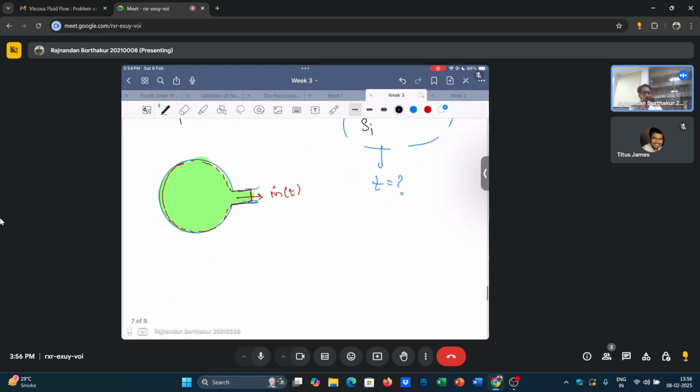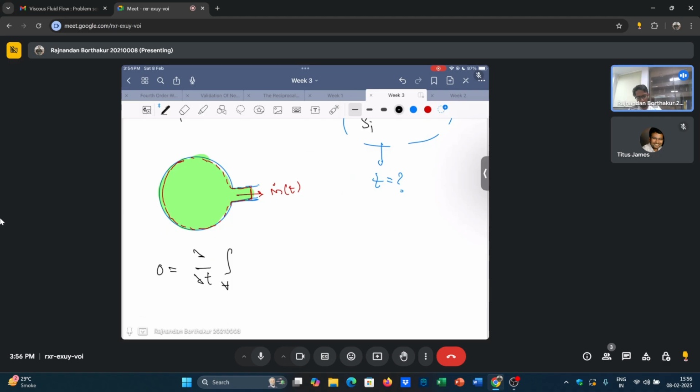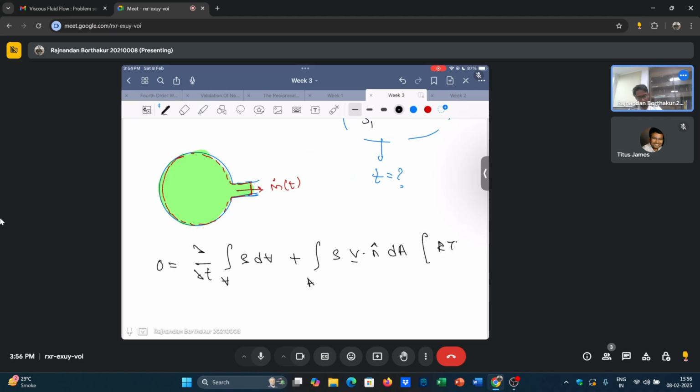Okay, so straight away I'm writing the mass conservation. This time I'll not explain much because we have seen this many a time. The left hand side is just going to be equal to 0. I hope you understand this. The right hand side is going to be del del t of the integral over the control volume of rho dV, plus the integral over the control surface of rho v dot n hat dA. We are just applying RTT here. I hope by now you know how this comes. So you're applying RTT for mass conservation.